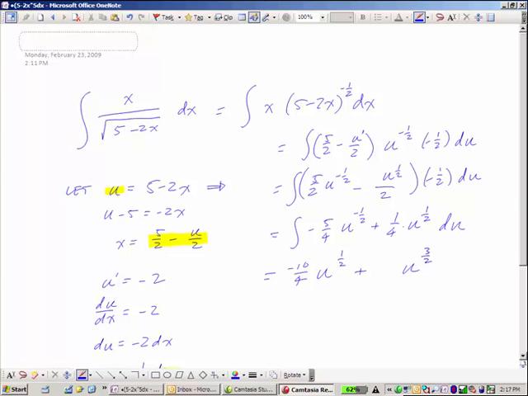3/2. And what's going to be the coefficient out in front? 2/12 or 1/6. Because dividing by 3/2, you're multiplying by 2/3. Okay, good. And then don't forget, you have to put back in 5 minus 2x for u. So negative 10/4 times (5 minus 2x) to the 1/2, plus 1/6 times (5 minus 2x) to the 3/2, plus c. And that's your answer.